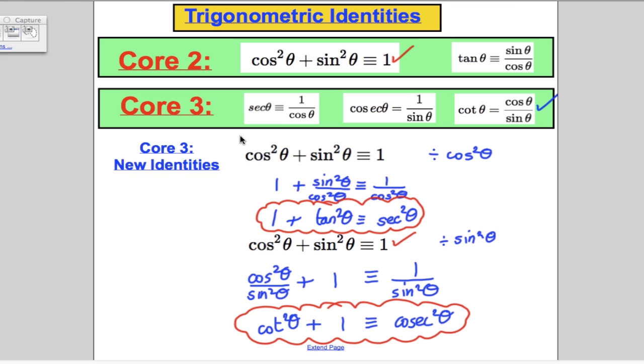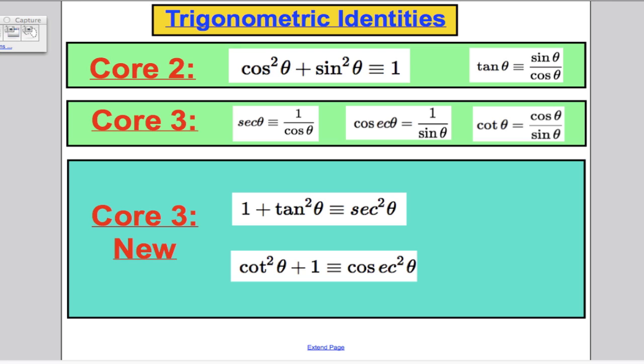So just to summarize, you should be able to derive these. There is no real new knowledge here. As long as you know your cos squared theta plus sine squared theta is 1 and your definitions of tan, sec, cosec and cot, you get the other two for free by dividing by cos squared theta and by sine squared theta. So you don't have to memorize them, you can generate them each time. But just to summarize, here are the various identities which now need to be in our minds so that we can use them when required. So these are the Core 2 ones, the new Core 3 definitions, and two new Core 3 identities.